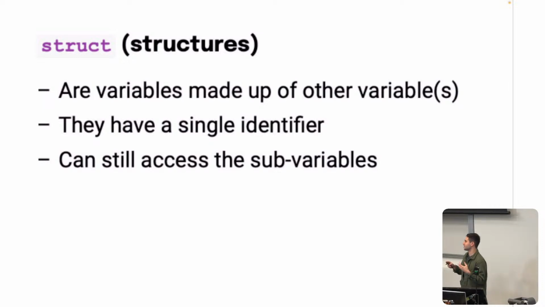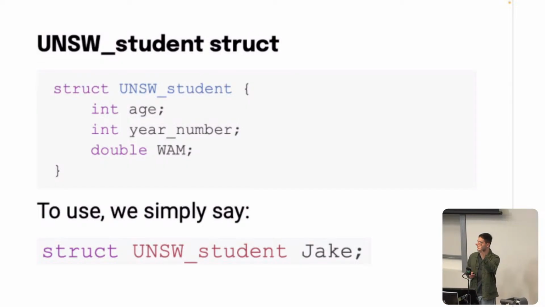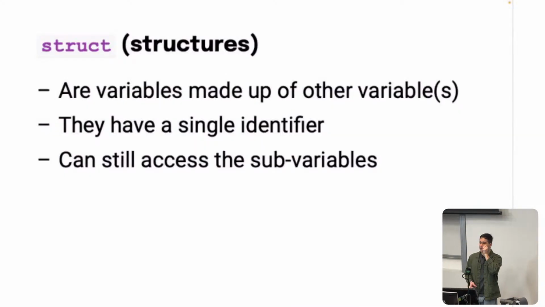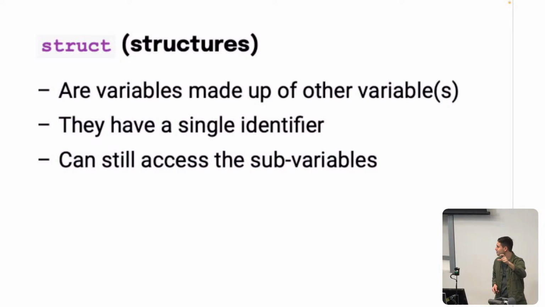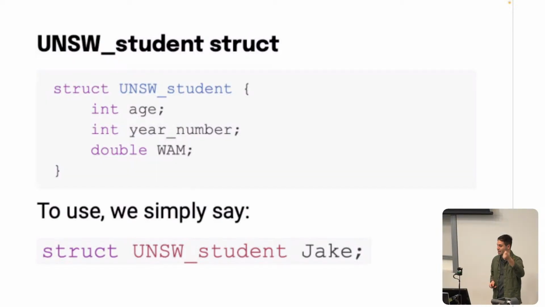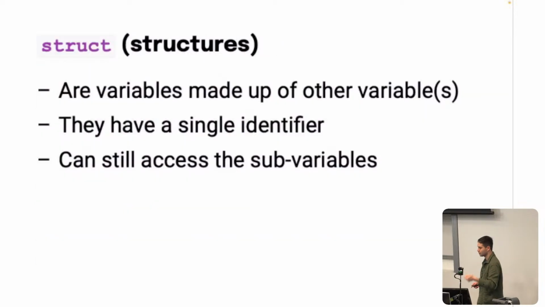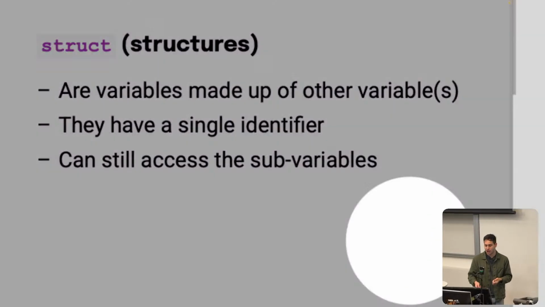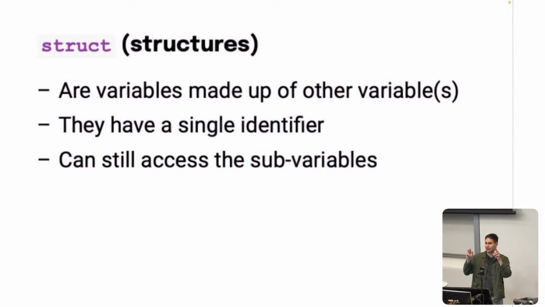All right. So really, it's a simple idea. I want a single identifier, like Jake in this case. And every time I have that value Jake, I know that I get, in this case, three things: an int age, an int year number, and a double WAM. But the value is that we have a single identifier for all of those things. So it's much easier to use. And going back to answer your question, I can access all of those sub-variables that we typically call fields.